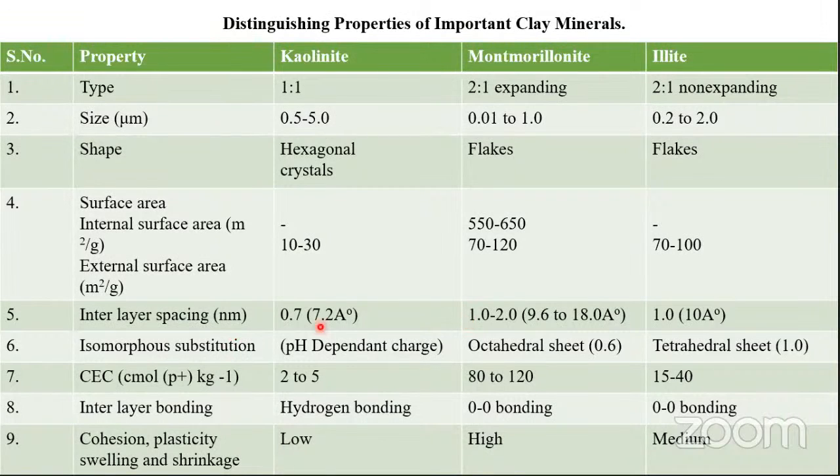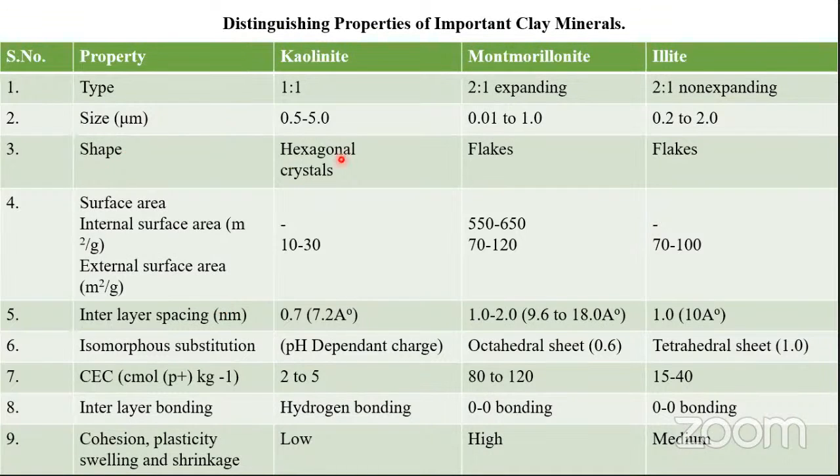The basal spacing is 7.2 Angstroms for kaolinite, and you can expect around 18 Angstroms here, 10 Angstroms there. In kaolinite the charge is pH dependent; you will read in detail about isomorphous substitution and CEC, and regarding cohesion and plasticity properties also. In montmorillonite, the octahedral sheet has charges of about 0.6, and the tetrahedral sheet about one. Whatever I have said in my previous slides is a complete summary of this lecture.